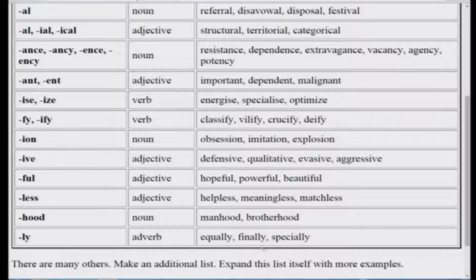So, equally, finally, specially. Okay? In these cases, it is adjective. Okay? Equal, adjective; final, adjective; special, adjective. So, equally, finally, specially. Okay?